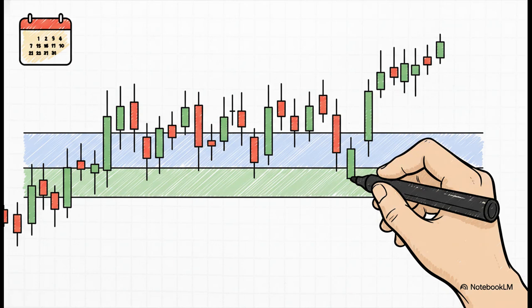Step 2, let's prep the battlefield. You're just going to look back over the last week or so, maybe 10 days, and draw in the really obvious horizontal zones where price has either hit a ceiling or found a floor. These levels are where the big decisions were made in the past, and they're very likely to be important again.